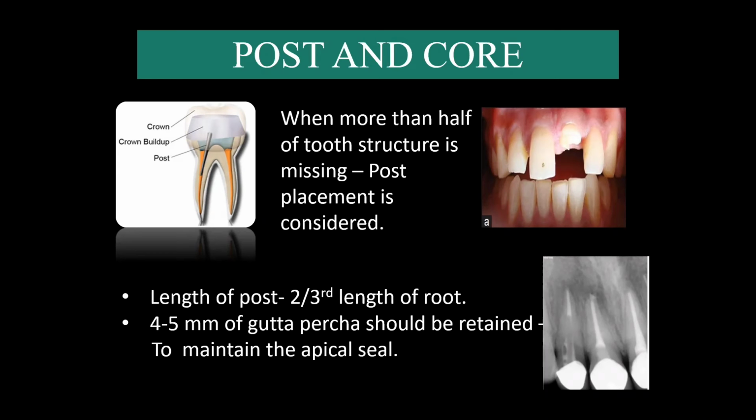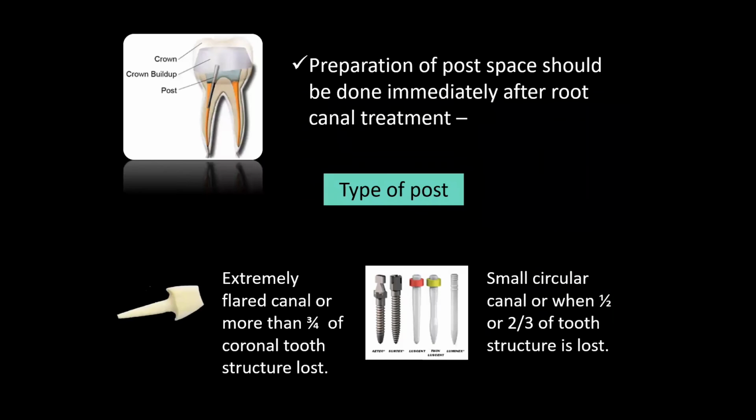considered, and the length of the post should be at least 2/3 of the length of the root. Now, during the removal of the guttapercha, at least 4 mm of the guttapercha should be retained in order to maintain the apical seal. Now, clinicians are often curious about which post system is best, when in fact, no post is the best post.